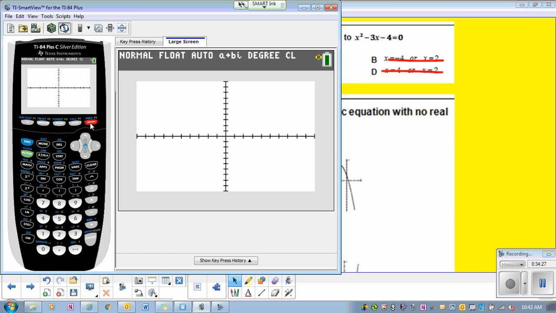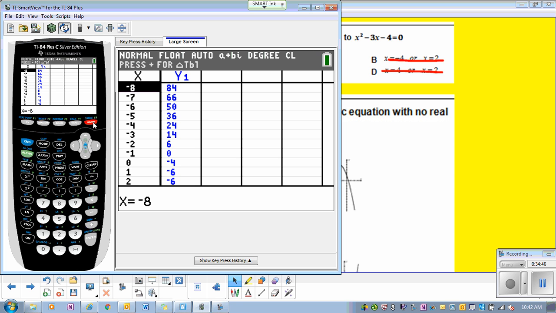Do we have any pretty x-intercepts? I say pretty, meaning non-rational, right? So can you confirm that? Can you go to the table and make sure that it is negative 1 and 4? Negative 1, 0. And 4 works too, Sabrina? Perfect. So negative 1 and 4.